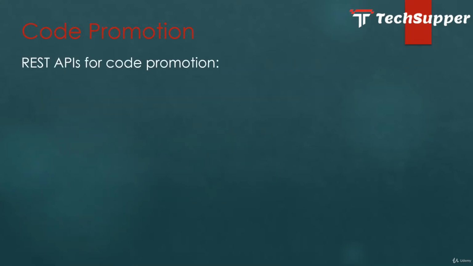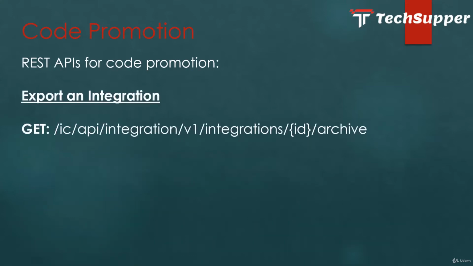As I mentioned, there are REST APIs as well, which you can use for the code promotion. First you have to use the export API, which is a GET API, to export an integration, on /IC/API/integration/v1/integration. Then you have to give the integration ID and then /archive.